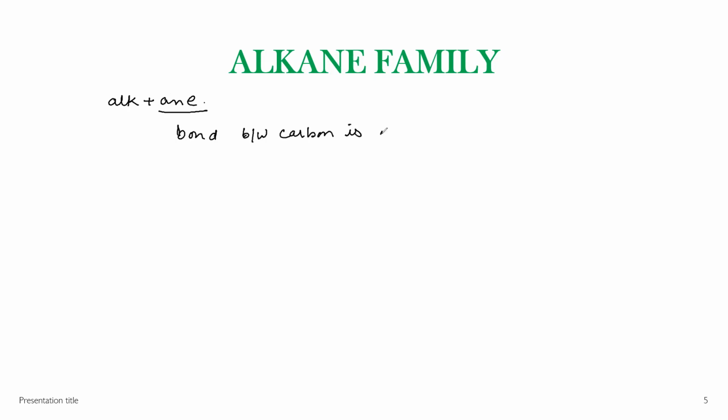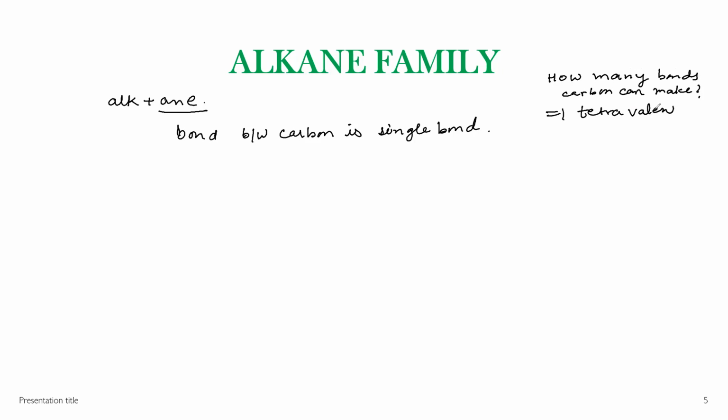carbon is single bond. Okay, first tell me what is the valency of carbon? How many bonds carbon can make? Pause the video and think. So carbon is tetravalent. We call carbon as tetravalent. It can make maximum of 4 bonds.